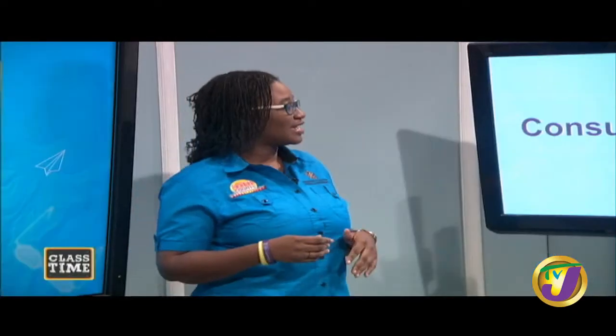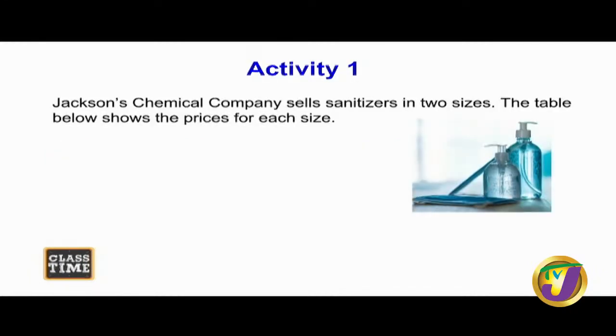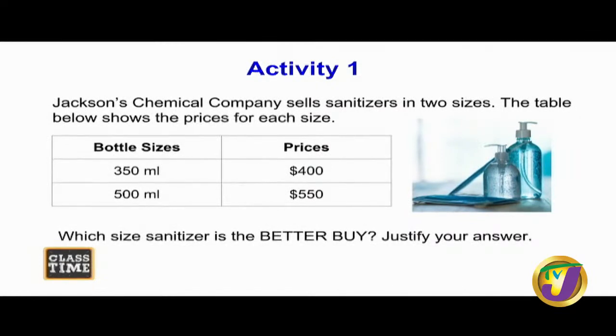And we did say that we're looking at consumer arithmetic and sets. So let's start off with consumer arithmetic. All right, so Jackson's Chemical Company sells sanitizers in 2 sizes. The table below shows the prices for each size. So there's a 350 milliliter for $400, and there's a 500 milliliter for $550. And we need to determine which size sanitizer is the better buy, and we need to justify our response.